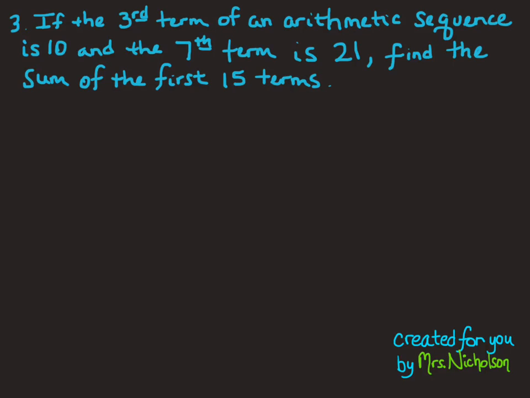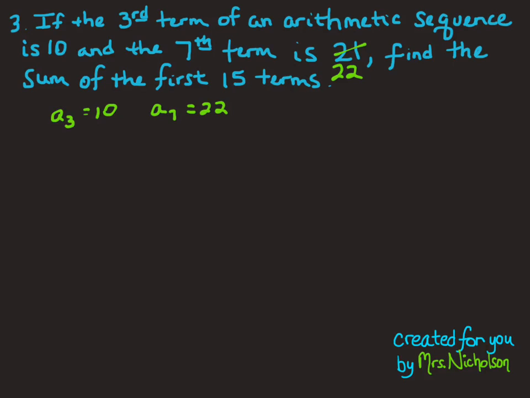All right, question number 3. If the third term of an arithmetic sequence is 10 and the seventh term is 21, find the sum of the first 15 terms. So your test says 21, but this is a mistake on the test. We need to change that 21 actually to 22. Typo there. All right, so if my third term, a sub 3, is 10 and a sub 7 is 22.